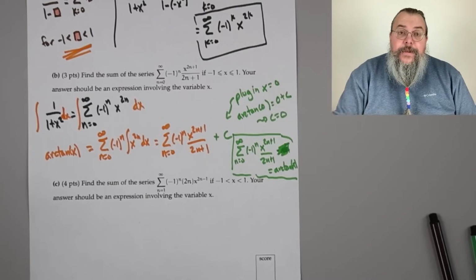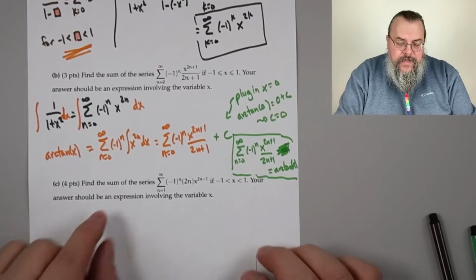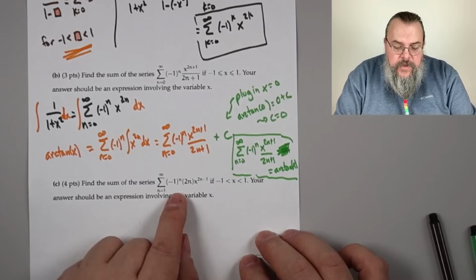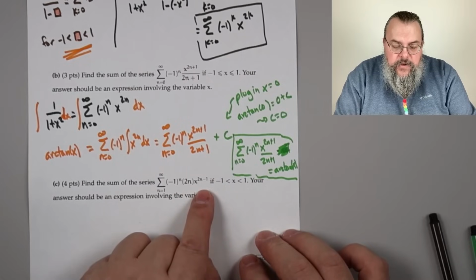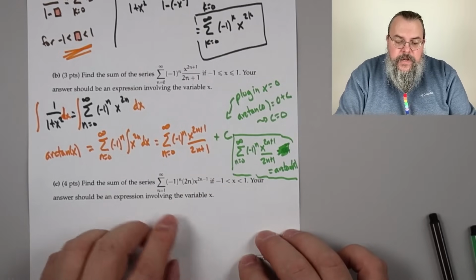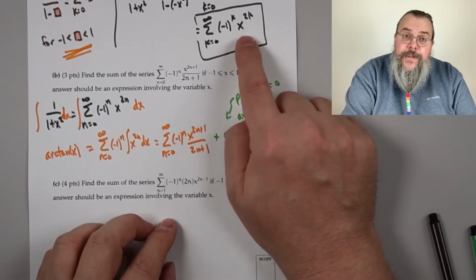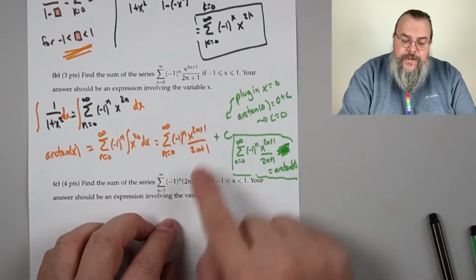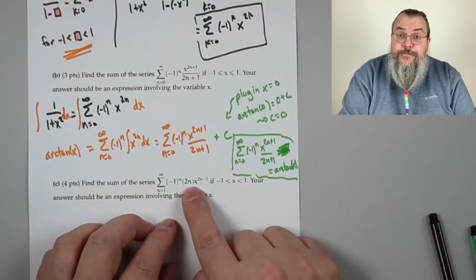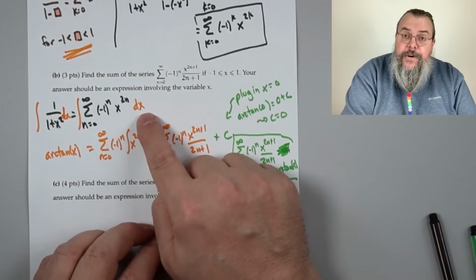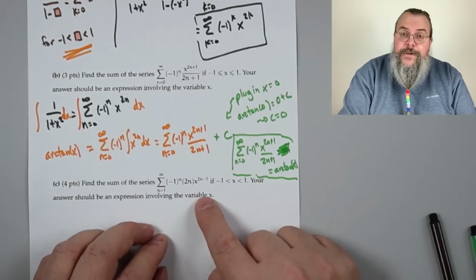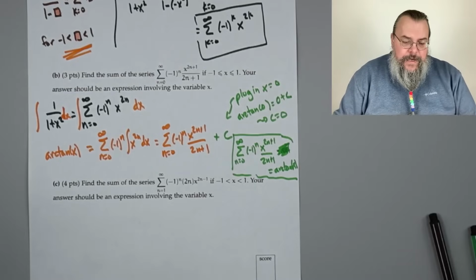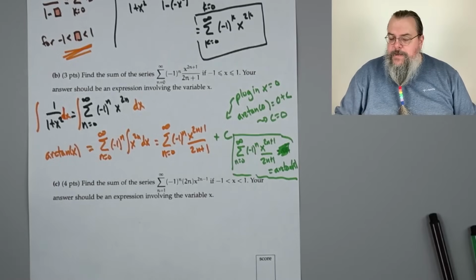Part C. Find the sum of the series, negative 1 to the n, 2n, x to 2n minus 1. Okay, well, how do we get from where we started to 2n? Here, we integrated. What do you do here? Differentiate. It's almost easier. I'm kind of surprised they didn't switch the order.